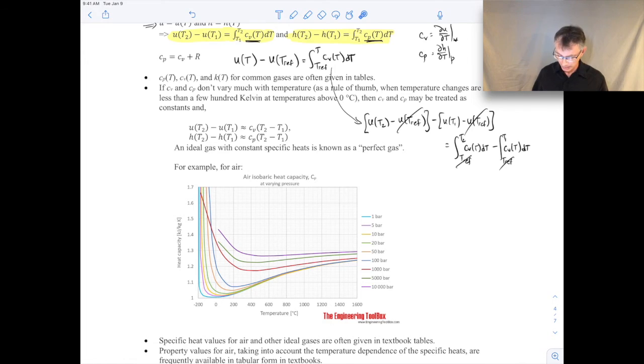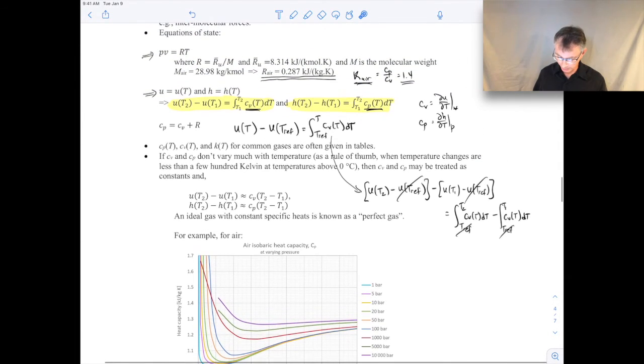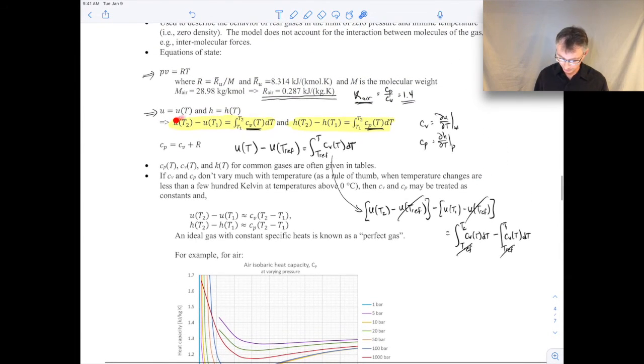Okay, so if you assume that you're dealing with constant specific heats, then in these expressions up here, C sub V and C sub P are constants. They come outside the integral, and then the expressions look like that. And if you have that kind of behavior where the C sub V and C sub P are constants, we call that a perfect gas as opposed to an ideal gas. So it's even better than an ideal gas. It's a perfect gas because the specific heats are constant.